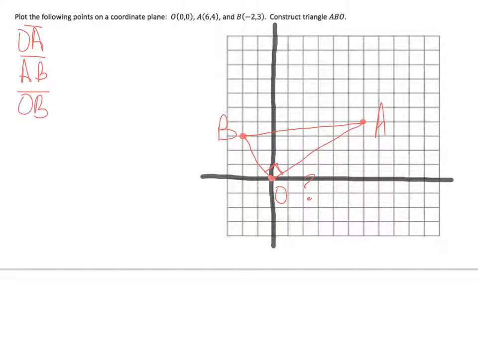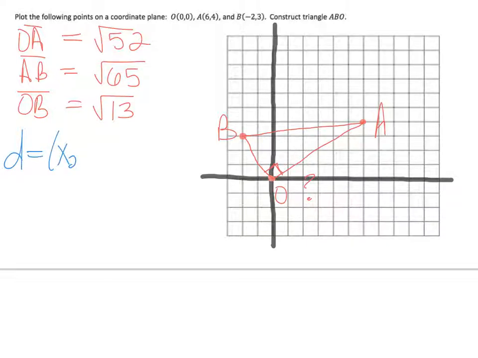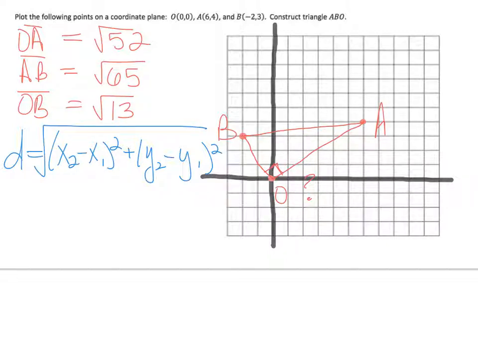So there are the 3 segments that we need to calculate. All right, how about you guys watch and I do it for you this time? Because I've already calculated them out, so I'm just going to write them down. I've got OA is the square root of 52. AB is, let's see, the square root of 65. And OB is the square root of 13. All I did was use the distance formula: x2 minus x1 squared plus y2 minus y1 squared. Take the square root of the whole thing, right?